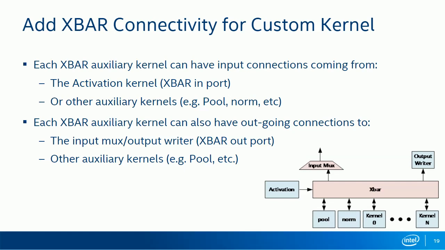The crossbar is usually not a fully populated crossbar, so you should only make connections where needed to save FPGA logic. Each auxiliary kernel has the option of connecting to the activation kernel through the XBAR in port or any other auxiliary kernel. Each auxiliary kernel can also have outgoing connections to the XBAR output port, which goes to the input mux and the output writer, as well as to other auxiliary kernels. It's important to understand the graph you're executing before specifying these connections.